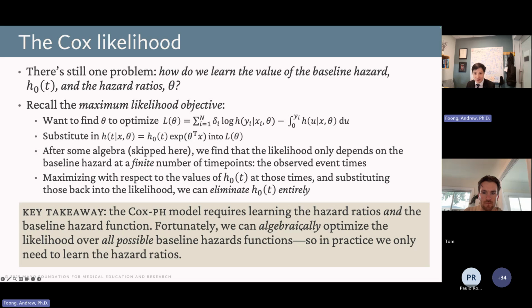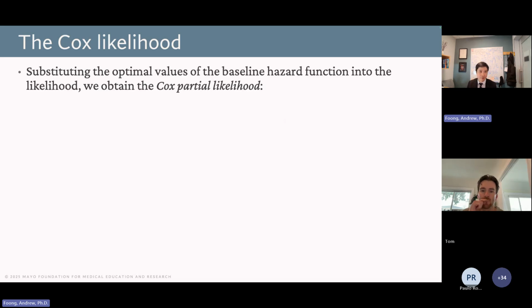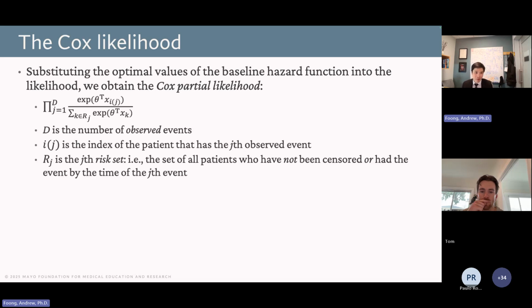We don't actually need to learn the baseline hazard at all, which is, practically speaking, why Cox proportional hazards is so popular, because of this dramatic simplification, which means that we don't need to bother learning this flexible baseline hazard function. We only need to care about learning the parameters in the proportionality constant. So once you substitute those optimal baseline hazard function values back into the likelihood, we obtain something called the Cox partial likelihood. And it looks like this.